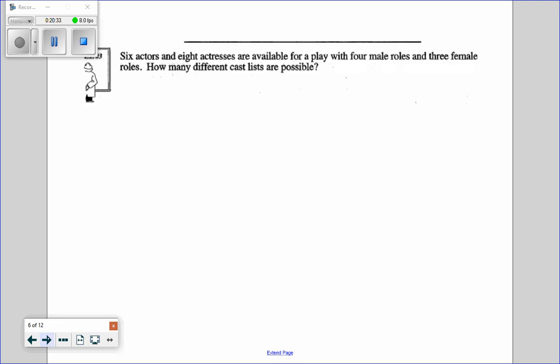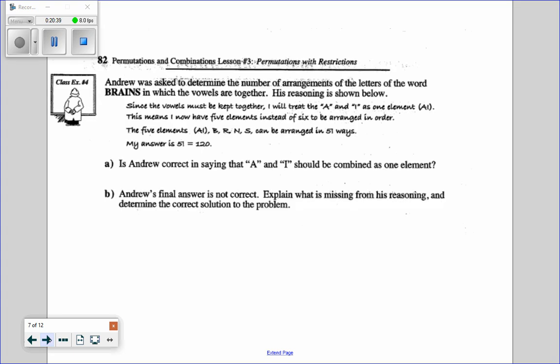Okay, 6 actors and 8 actresses. Oh, I don't like this question. We're not going to do that one. It's a stupid question. Okay, next one.